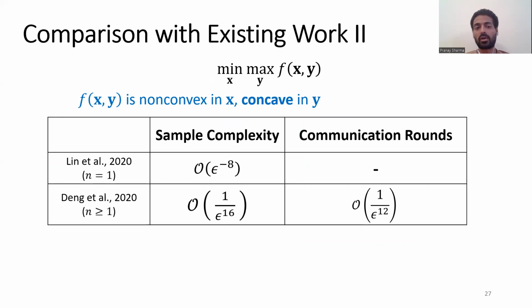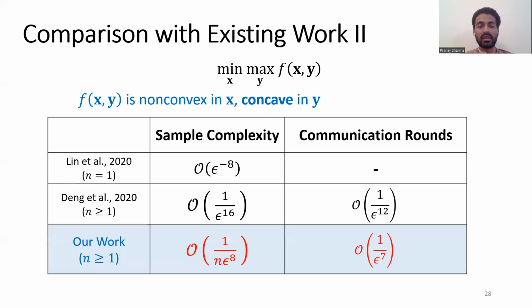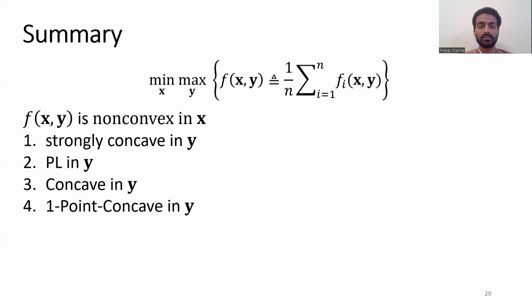Deng et al. considered this problem in a federated setting, but their sample complexity was way too suboptimal, and this was the communication cost they required. Compared to these, our work achieves a better sample complexity compared to Deng et al., while it also achieves linear speedup with the number of clients. And as you can see on the right, we achieve communication savings as well. But the question is, is this sample complexity optimal in epsilon? And this is so far an open problem.